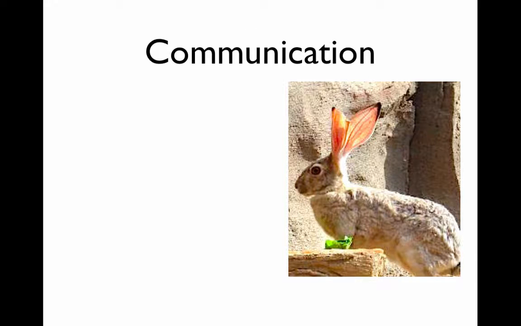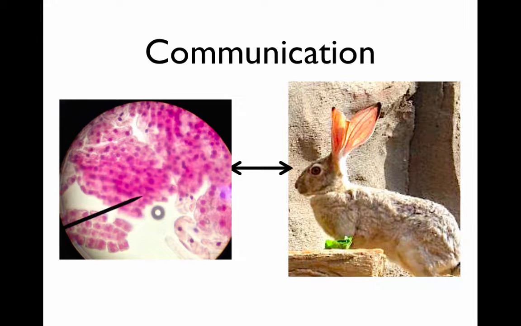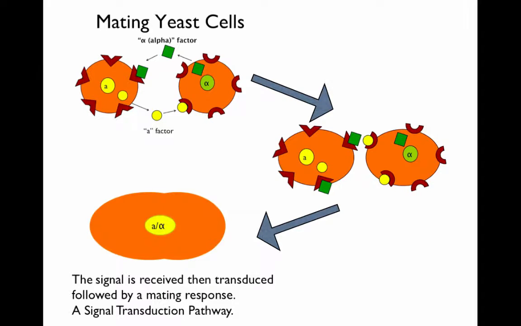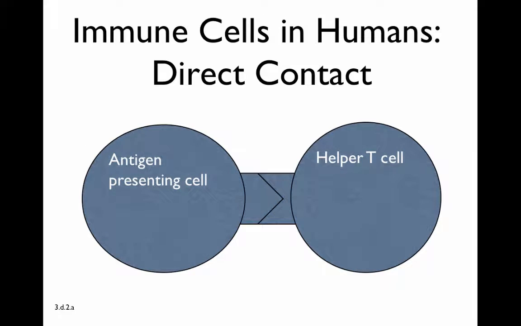Organisms must communicate with other organisms within their own body and receive information from the environment. Communication allows coordination between organisms, as in these yeast cells sending and receiving signals that lead to mating. And within organisms, communication can be cell to cell over short distances, like this local signaling, or long distances, as we see with hormones traveling in the bloodstream.